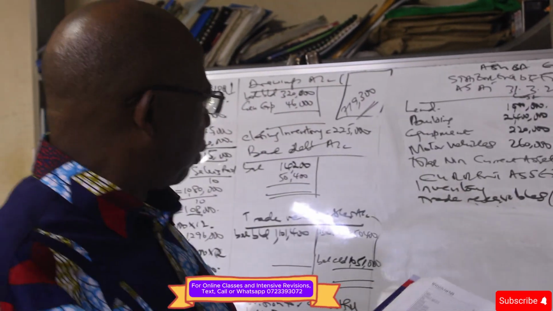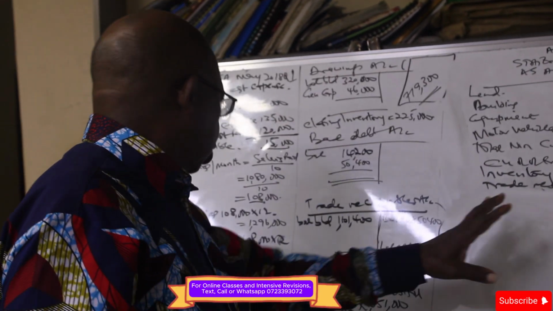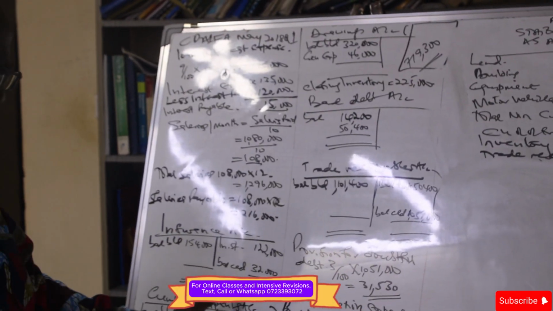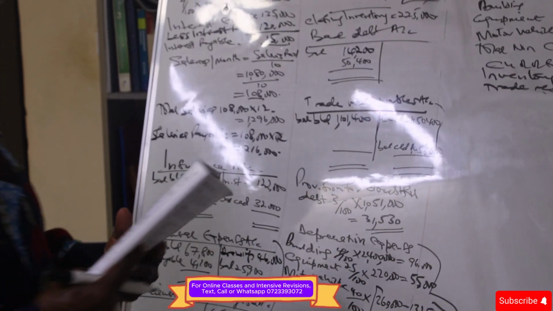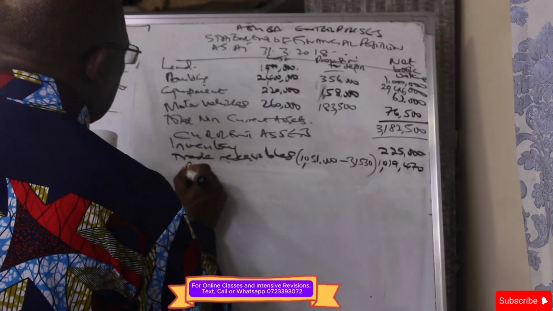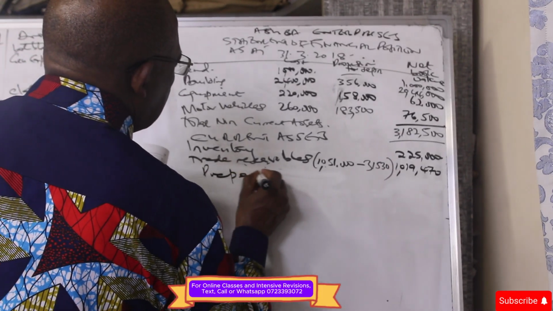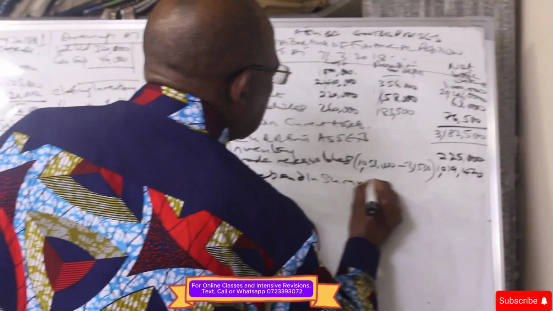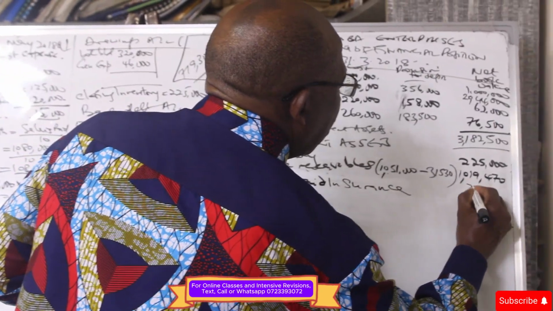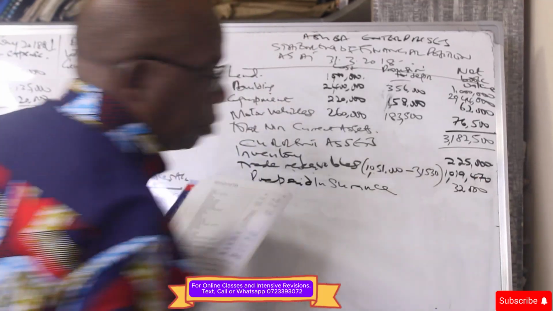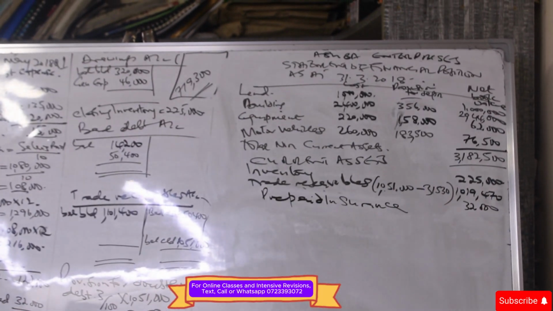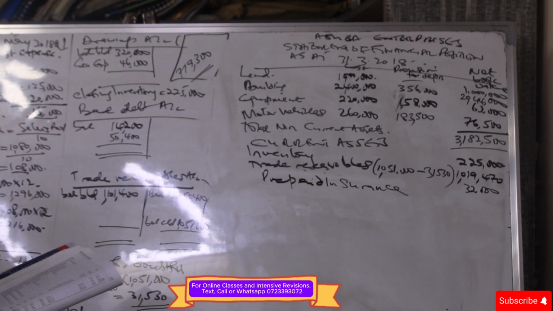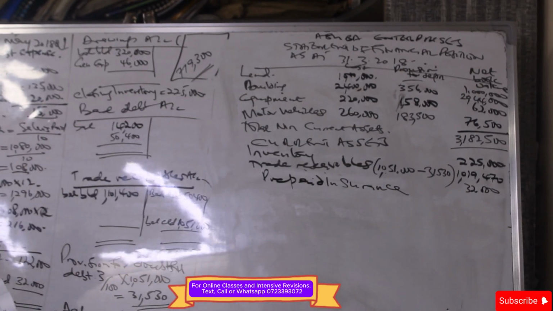So after trade receivable, we come to prepayments, and we know that we have prepaid insurance of 32,000. So we come here and say prepaid insurance, 32,000. Then we go to the bank. There is no other one there, so we go to the bank.